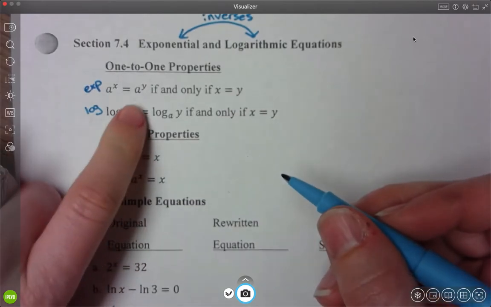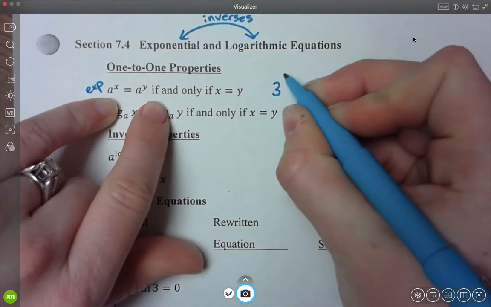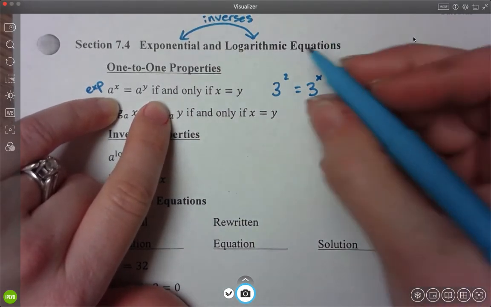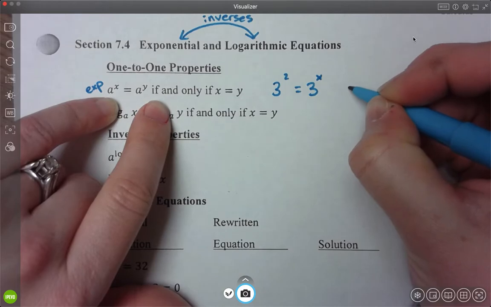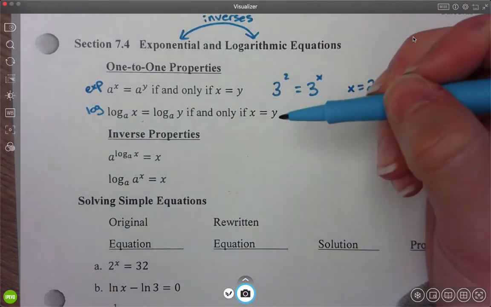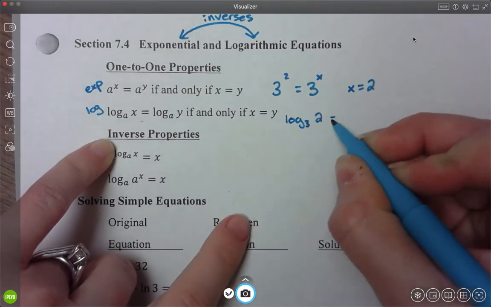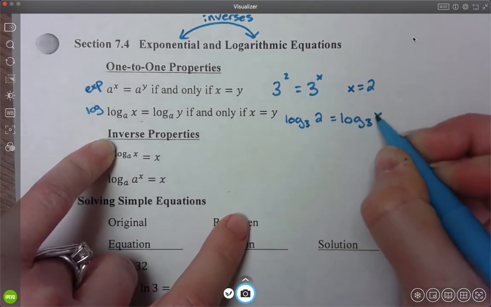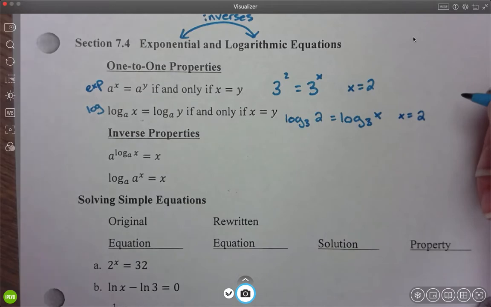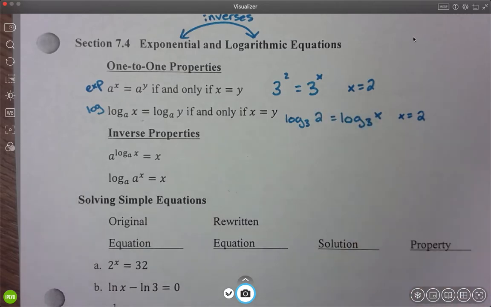So let's look at these exponential ones. An example for this one-to-one property would be 3 squared equals 3 to the x power, and they're saying solve for x. Well, x has to be 2 in that case, right? Because the bases are the same, the exponents have to be equal to each other. So that's a one-to-one property. Same thing here: if you have log base 3 of 2 equals log base 3 of x, the log base 3's are the same. If it helps you to think about it as canceling them out, that will work, but this x has to be a 2 in order for those two things to be equal to each other. So those are one-to-one properties.